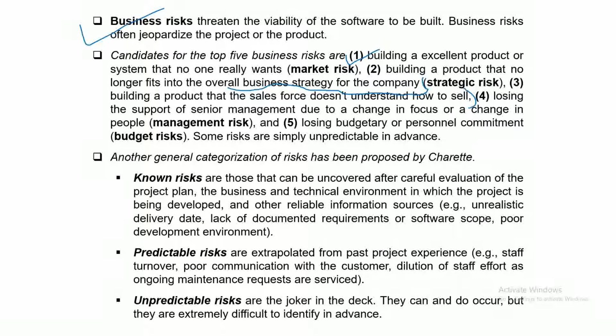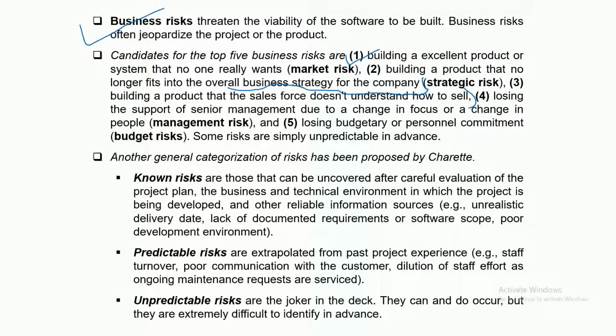Losing the support of senior management due to a change in focus or a change in the management. Some management team is there. They have started an initiative. They have created a team. They have invested and allocated a fund. But out of some scenarios, like the management has changed, the new people who have joined don't think that this particular project is of good importance or very important for the growth of the company. So they may not focus on it. They may not be available for this particular project. They may not allocate sufficient funds for the completion of this project. Management risk.